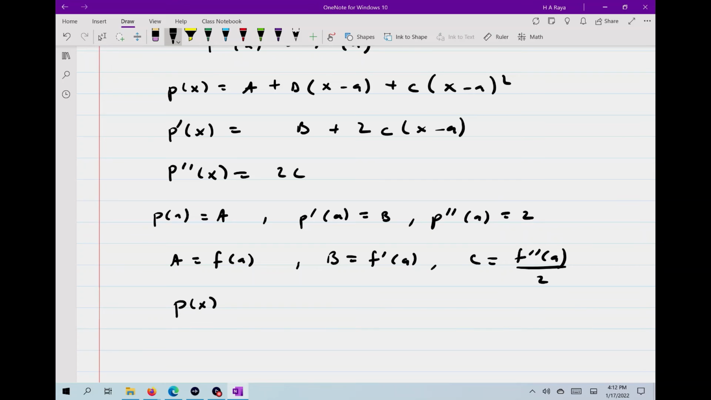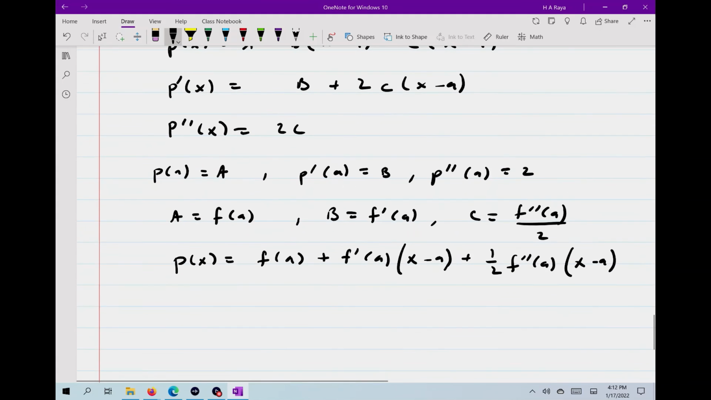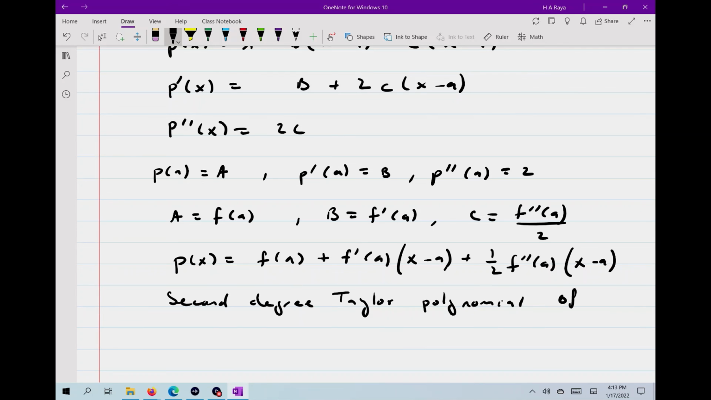So our polynomial p of x can be written as f of a plus f prime of a times (x minus a) plus 1/2 f double prime at a times (x minus a) squared. This is known as the second degree Taylor approximation or Taylor polynomial of f of x centered at x equal to a.